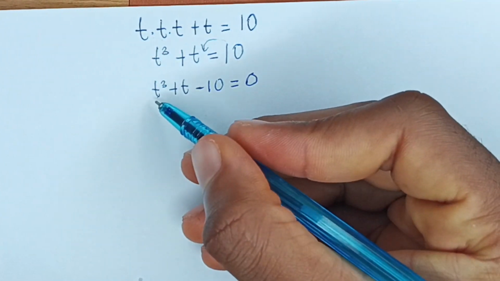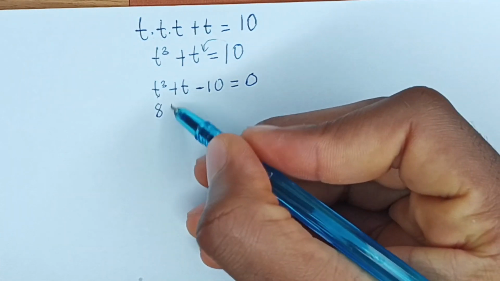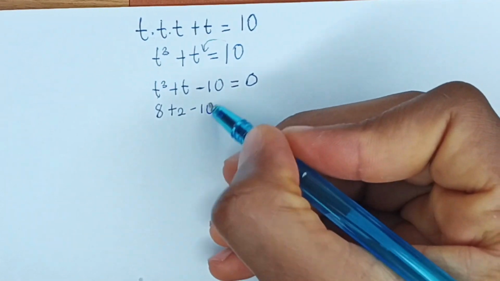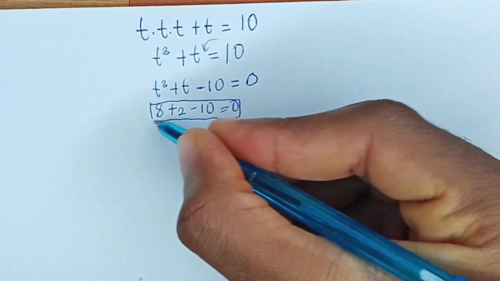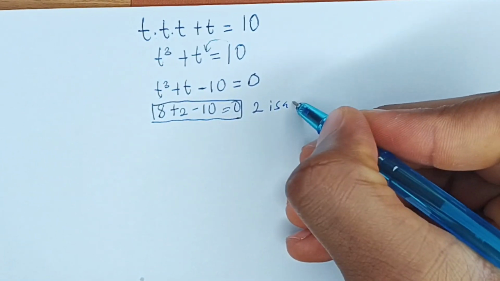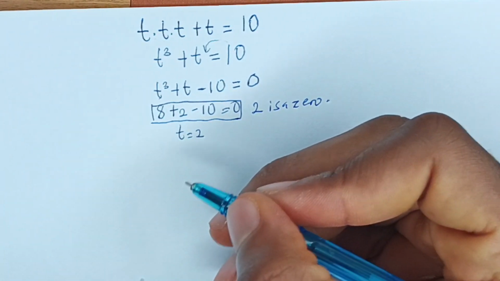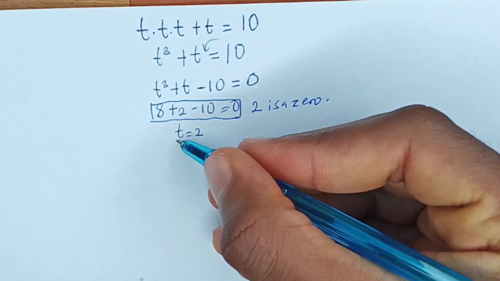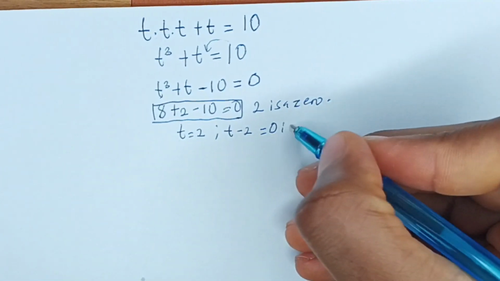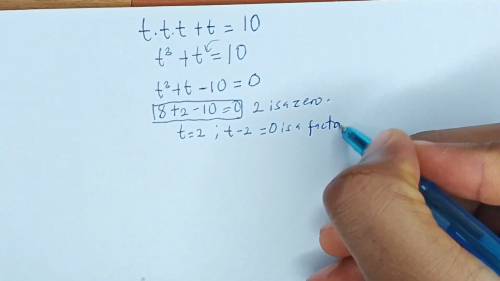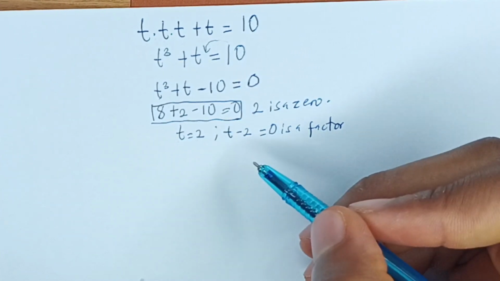Okay? And that number for this equation is 2. So 2 cubed is 8, plus 2, minus 10 is equal to 0, right? Hence, we can say from here that 2 is a 0. Invariably, we are trying to say that t equals 2 is a 0. Hence, if t is equal to 2, if you bring 2 over to this side, this means that t minus 2 is equal to 0 is a factor.